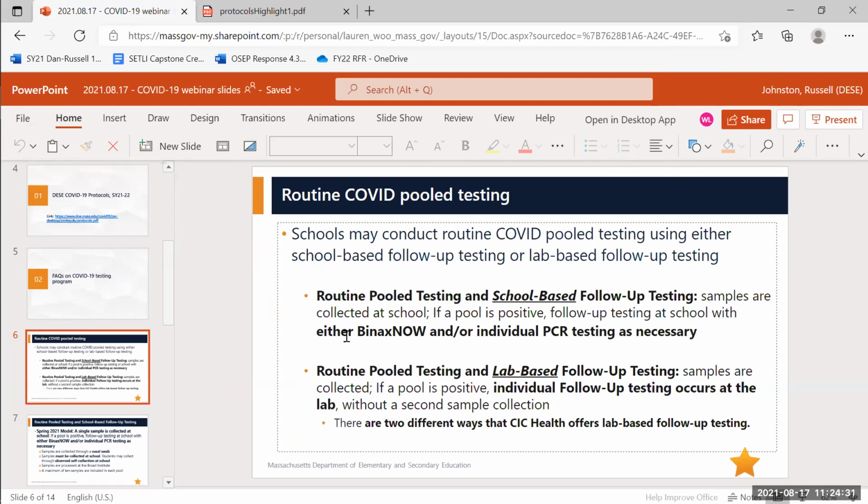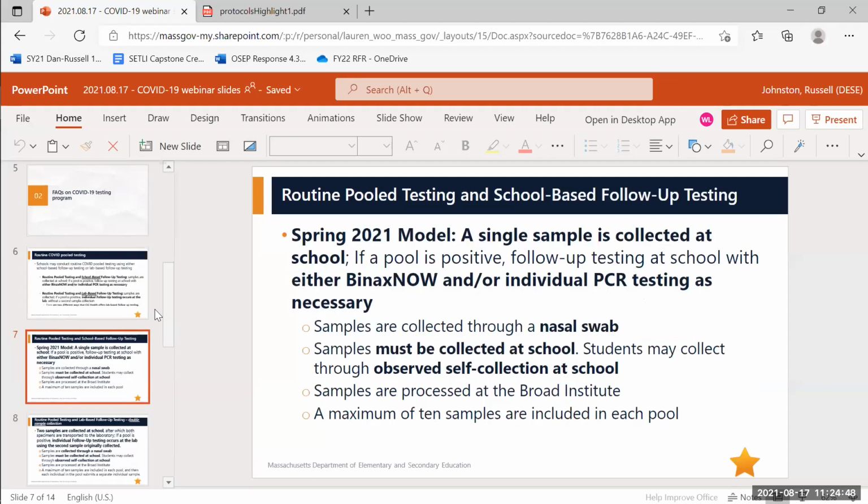But what's new this year, and that I'm going to go into in a little bit more detail, is about the lab-based follow-up testing, because we've had a lot of questions about it. And there are just two different ways that CIC, our partner in this work, will be able to do lab-based follow-up testing. So that's really what I want to hone in on today and show you this difference. So again, this just reiterates what I was just talking about, follow-up testing at the school.